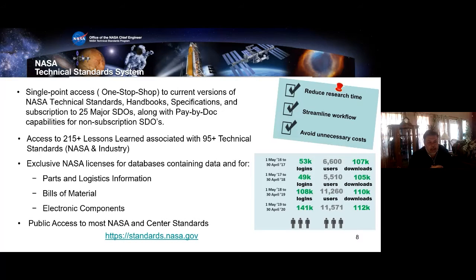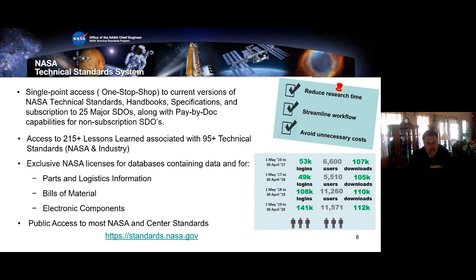Talk a little bit about single point access or web-based environment. For the last 15 years or so, we've had a single point access to standards. I think we have close to, I would say, about 1 million documents available to our users across the agency on demand. It includes NASA standards, and center-specific standards from a major 25 SDOs. And if they can't find a standard as a subscription, we have a process called pay by the doc, and a user can order a document without having to pay for it.